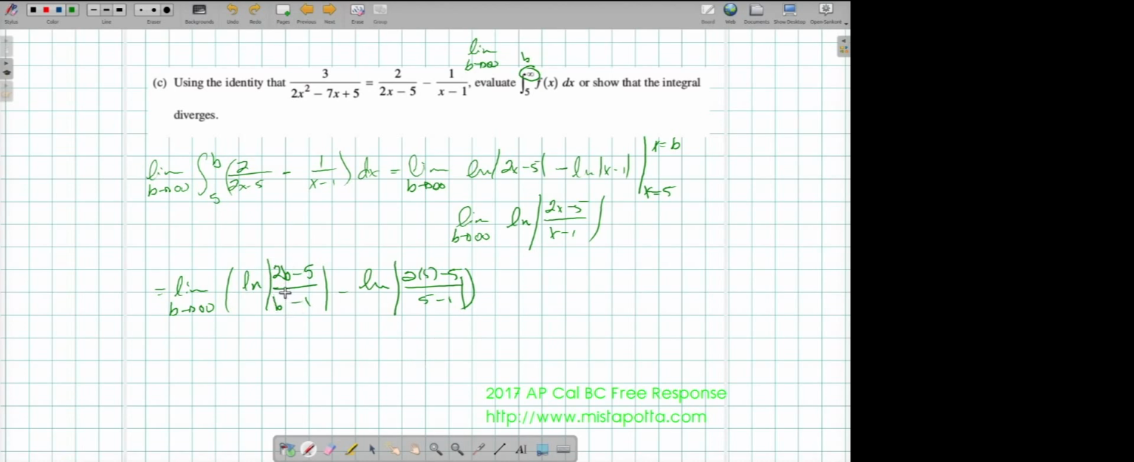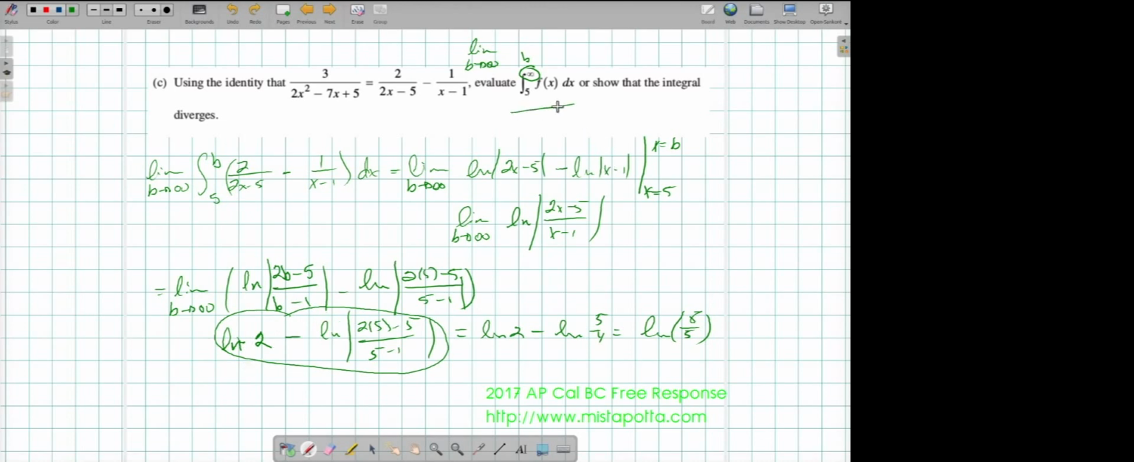Here, if I take a look at the limit as b approaches infinity, this really becomes the natural log of 2. And this ends up being the natural log of, well, I can leave it as 2 times 5 minus 5 over 5 minus 1. I can leave it like that. I don't have to say natural log of 2 minus the natural log of 5/4, and I don't have to say it's the natural log of 8/5. I've got a numeric answer at this point. It's perfectly reasonable, perfectly valid, and I've evaluated it. It does not diverge.